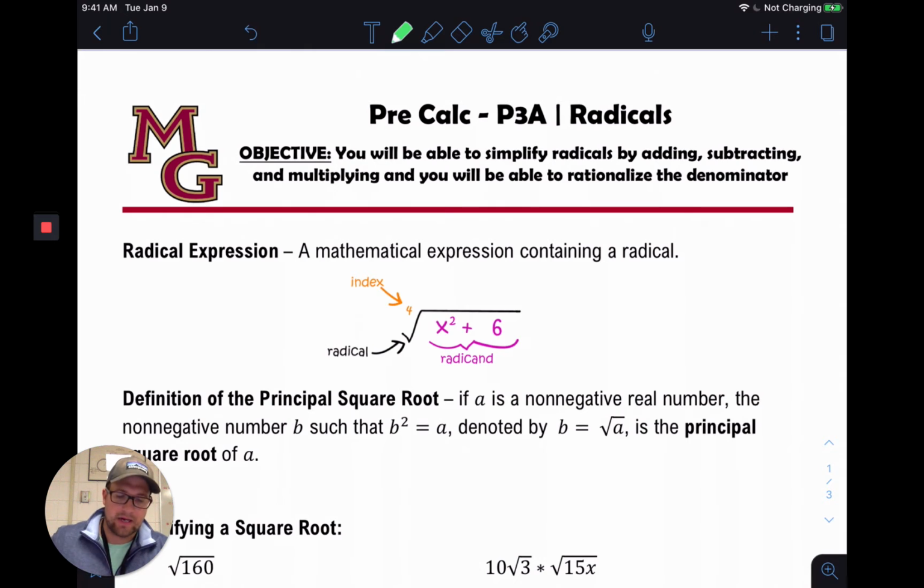It's our first day of talking about radicals. Our objective today is that you will be able to simplify radicals by adding, subtracting, and multiplying, and that you will be able to rationalize the denominator.